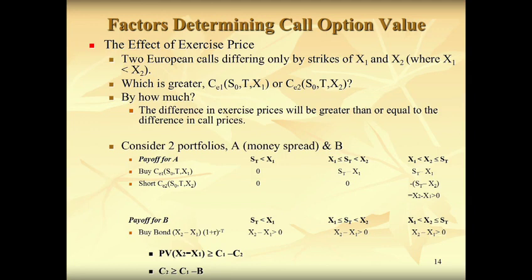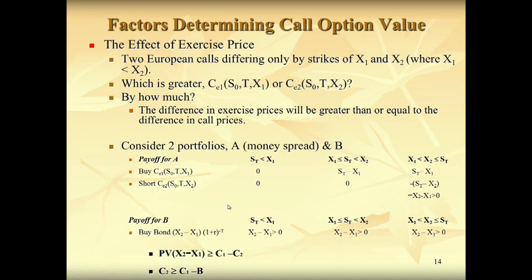Now, if both calls are out of the money, you get 0. If call 1 is in the money, it's positive, and call 2 is negative. When both calls are in the money, this is ST minus X1, this is ST minus X2. Always remember this negative sign when you short an option. Okay? So what do you get here? X2 minus X1, right? So you get the difference of the strike prices regardless. Okay? So which portfolio is greater? B is greater than A, right?